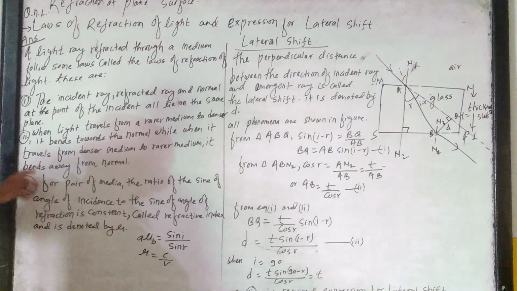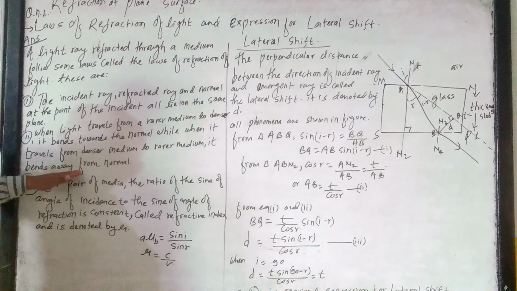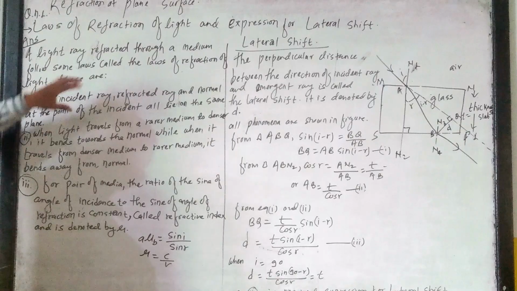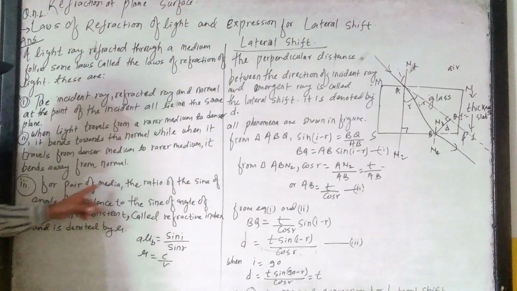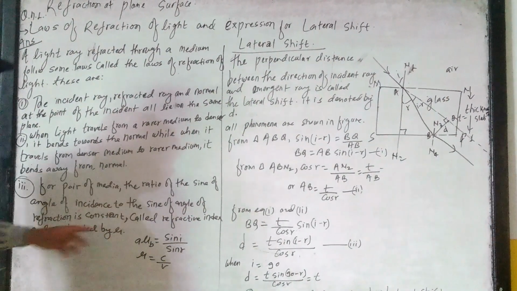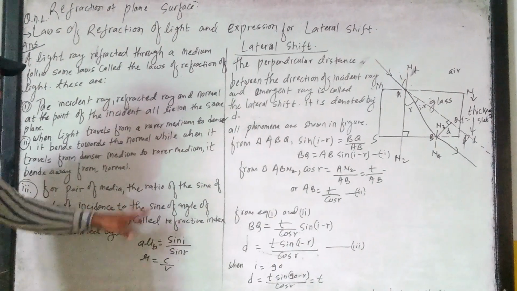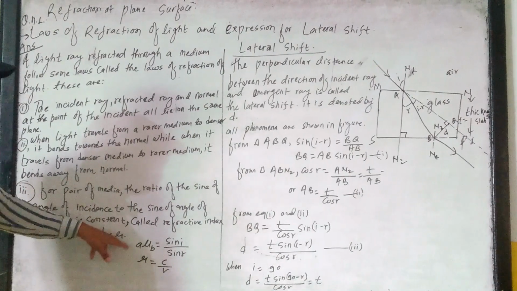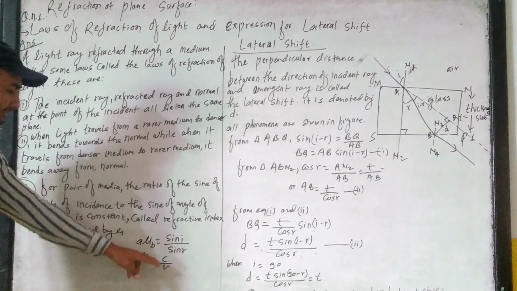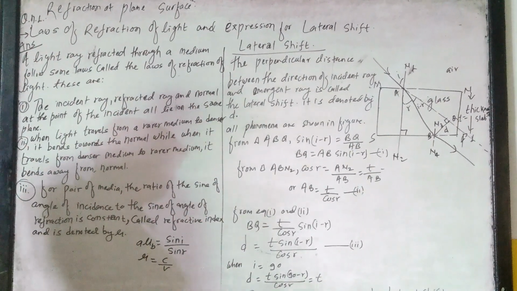It bends away from the normal. Here is given, this is the second law of refraction. And the third law is, for the pair of media, the ratio of the sine of the angle of incidence to the sine of the angle of refraction is a constant and is called the refractive index, denoted by mu. You get sin i upon sin r, mu equal to c by v.